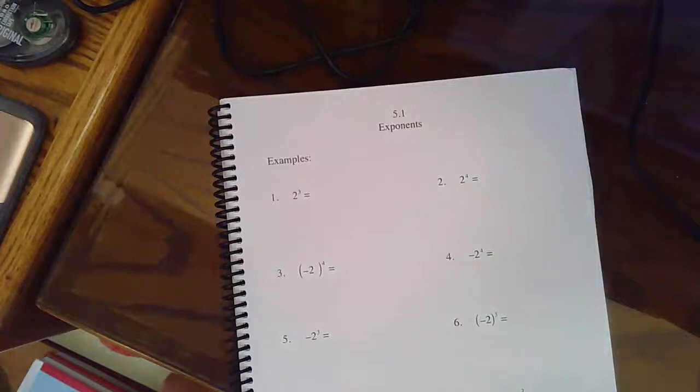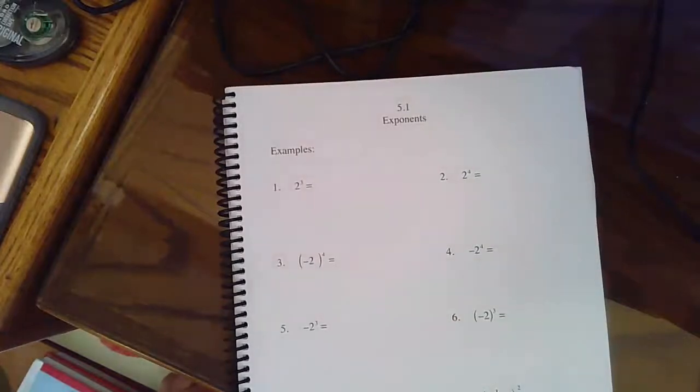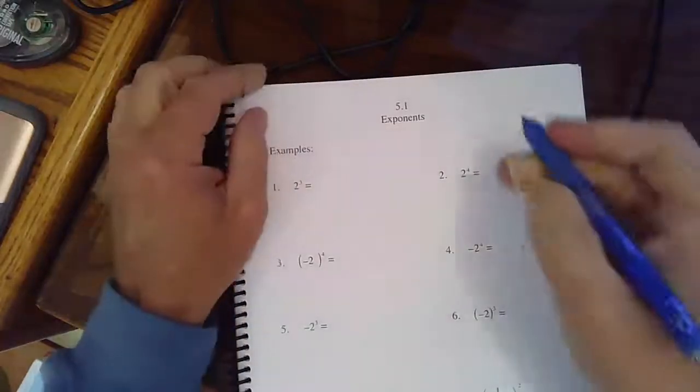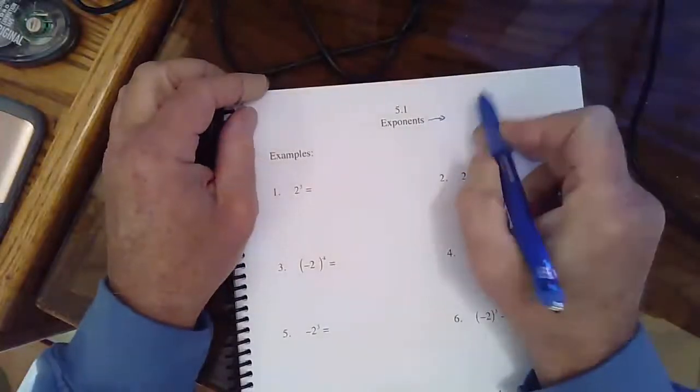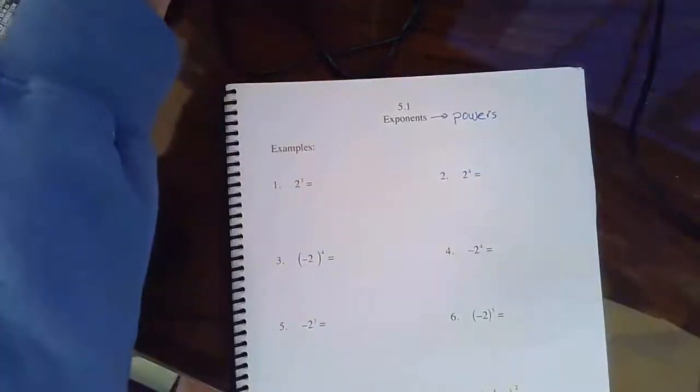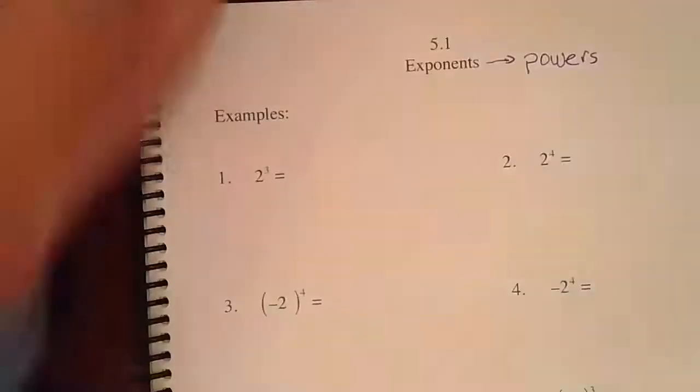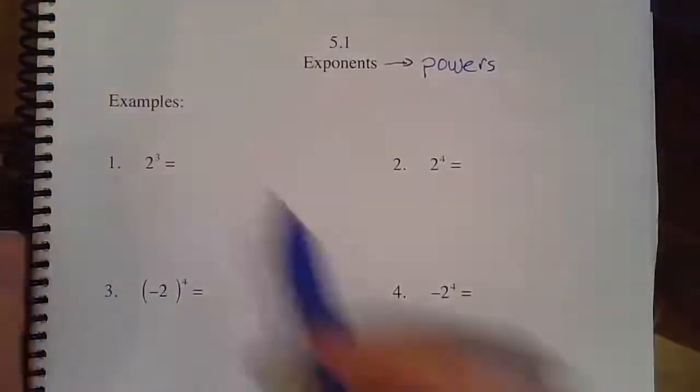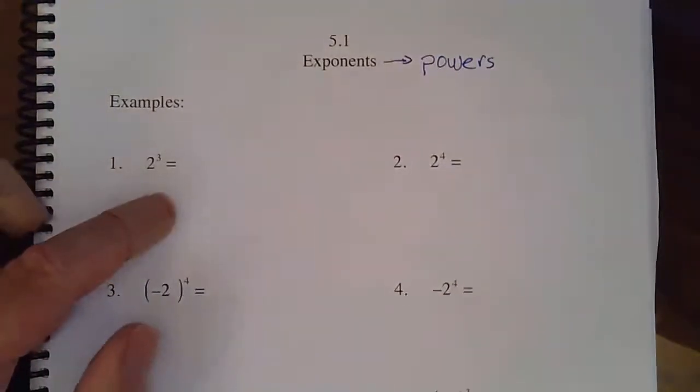A couple of the topics in chapter 5 are going to be exponents, and then we're going to learn about polynomials, what a polynomial is, and how to add, subtract, multiply, and even divide polynomials. But first, we're going to look at exponents, another word for which would be powers. Exponents are powers.